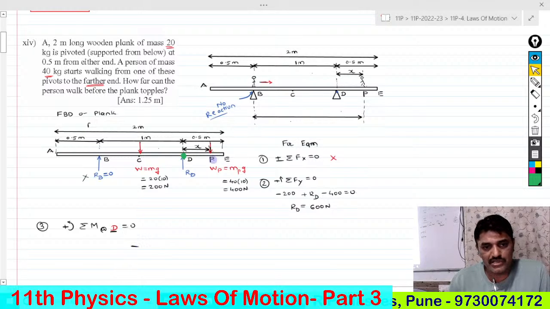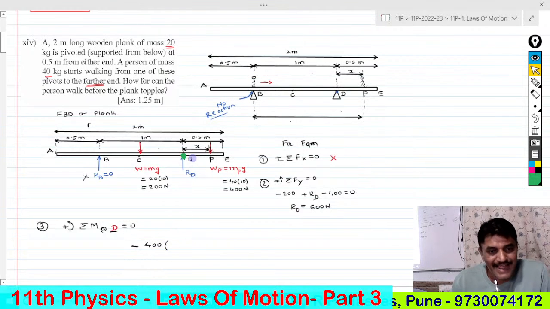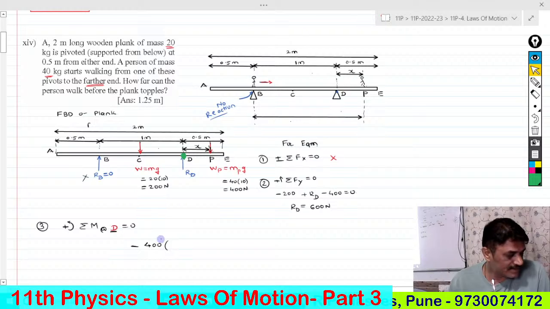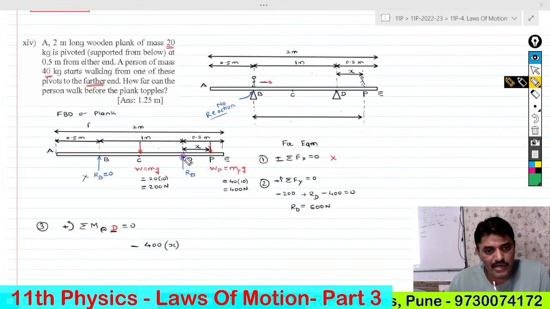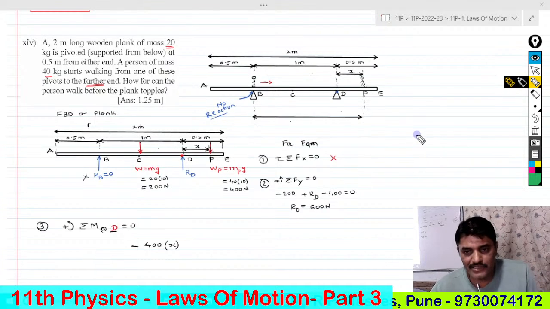Now what is the force? The force is WP, that means 400 Newton. The force is WP, that means 400 Newton, and the perpendicular distance is x. The perpendicular distance is x. Now talking about this force, what force? RD. Now I'll ask you one simple question.